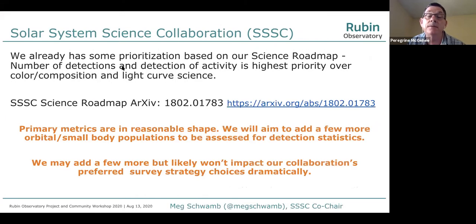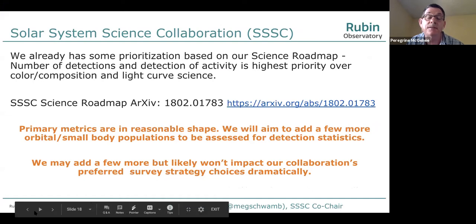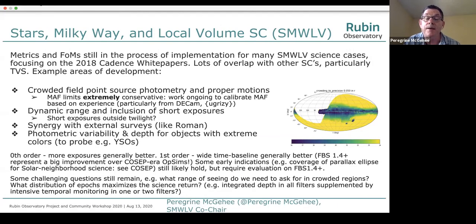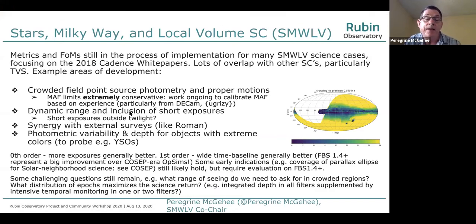Can you go back a few slides? Awesome, thank you. Right. So why is a long time baseline better? We want to look at the coverage of parallaxes, and what range of seeing do we need to ask for in crowded regions? What's the distribution of epochs that maximizes the science return? Okay, next slide.